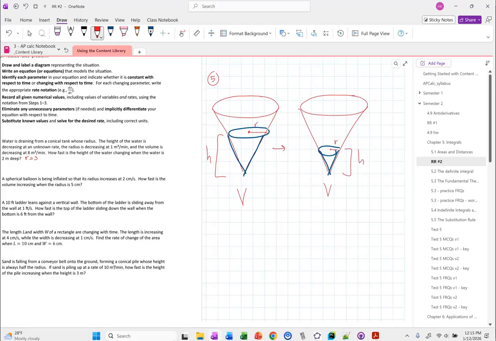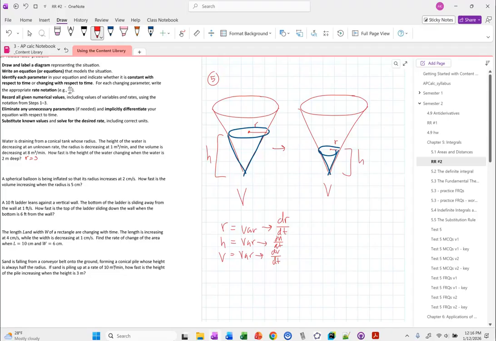If I look at my picture here, which one of those have changed over time? All of them, right? The radius is getting shorter, the height's getting smaller, the volume's getting smaller. So they're all variables, which means that each one of them is going to generate a rate variable when we differentiate. Is everybody okay so far, so good?